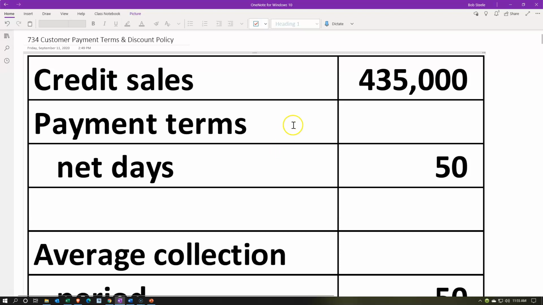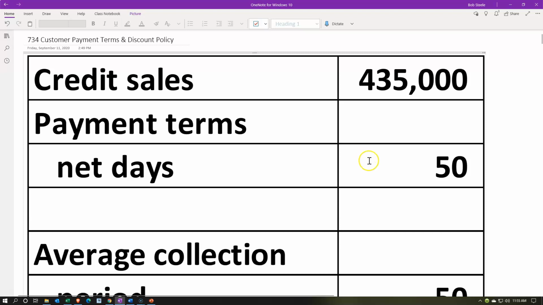All right, so let's see what we have here. We've got the credit sales up top, which are going to be $435,000. So we're estimating credit sales on account. Sales are going to go through accounts receivable. We give the invoice when we do the work. Haven't got paid for it yet. We're going to get paid at some point in the future.